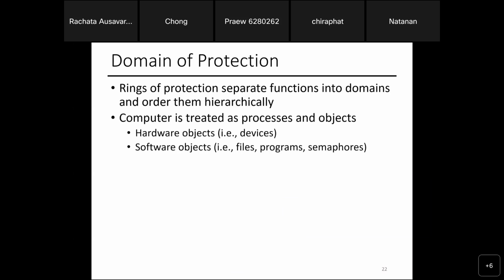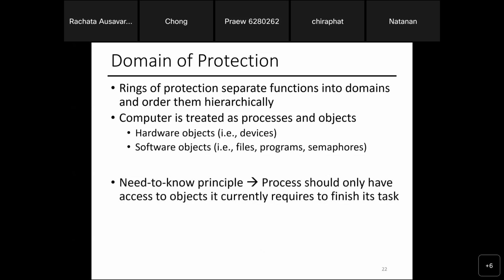And the computer is treated as just processes and objects. And objects will now include both the hardware objects like all your devices, disk, network, and things like that, and the software objects like the files on the disk, the program, and the semaphore that you can use. And this is done on a need-to-know principle. The process should only have access that it just requires to finish the process, and that's all. So that's the principle. Again, principle is not the same as reality, right?